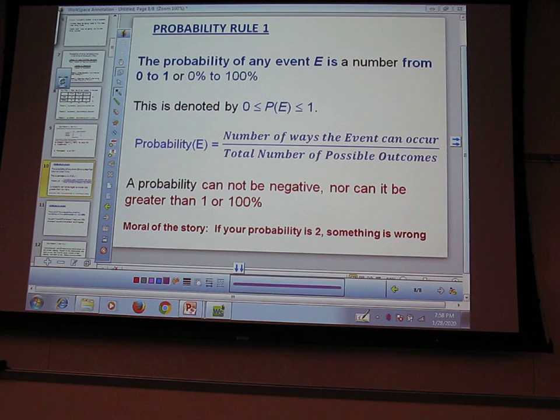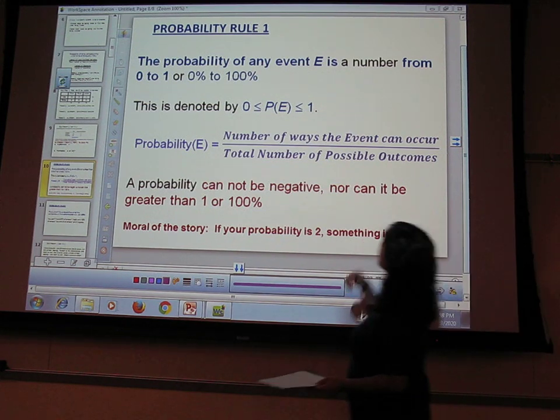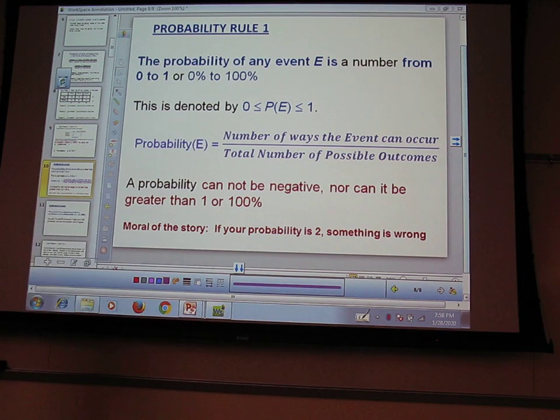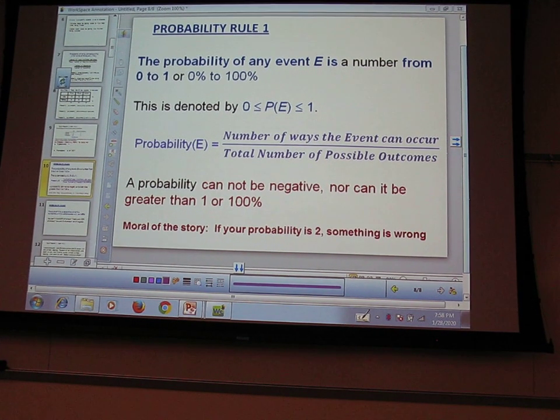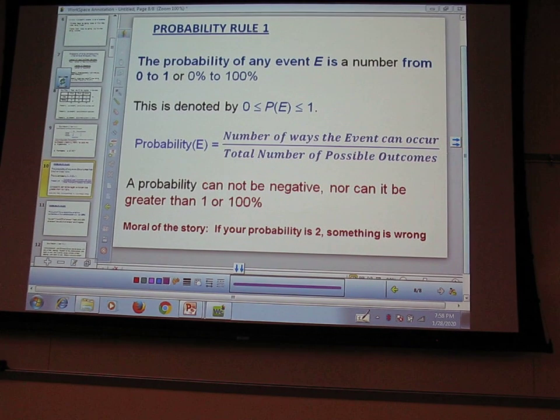Probability rule number 1. Carl, go ahead and read for us. Probability of any event E is a number from 0 to 1 or 0% to 100%. This is denoted by 0 is less than or equal to the probability of E, and this is less than or equal to 1. Perfect. And then just read this part down here. Probability cannot be negative, nor can it be greater than 1 or 100%. Good.